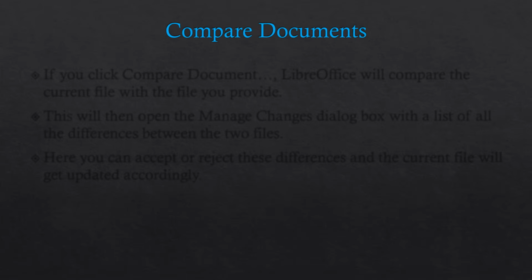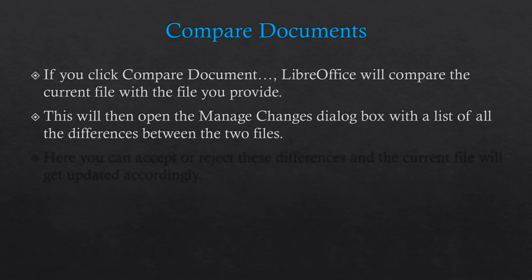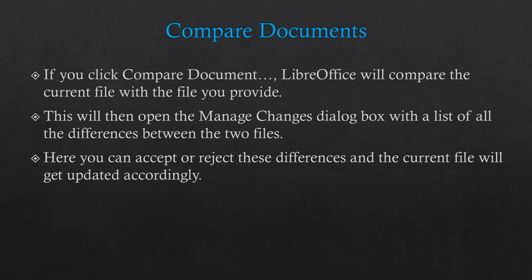If you want to compare two documents, you can use the Compare Document option. LibreOffice will compare the current file with the file you provide. It will open the Manage Changes dialog box and a list of all the differences between the two files will appear in that dialog box. So you can accept those differences or reject them and the current file will get updated accordingly. This is how we compare documents in LibreOffice.